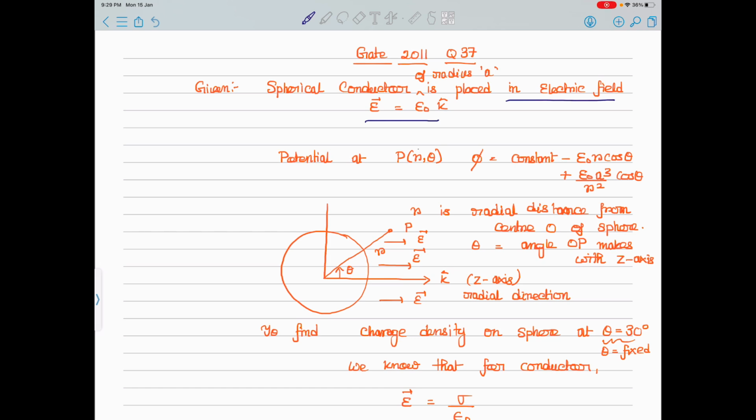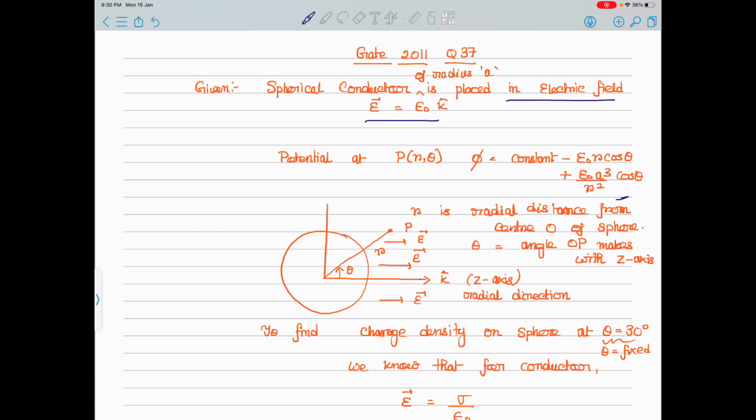Now the potential at P (R, theta), that is phi, is constant minus E naught R cos theta plus E naught A cube by R square cos theta. This is given in the question. R is the radial distance from the center O of the sphere, and theta is the angle which OP makes with the k cap direction or the Z axis. We need to see that this E is always in the radial direction. E does not change in the theta as well as in the phi direction. E is constant, uniform, but in the radial direction.